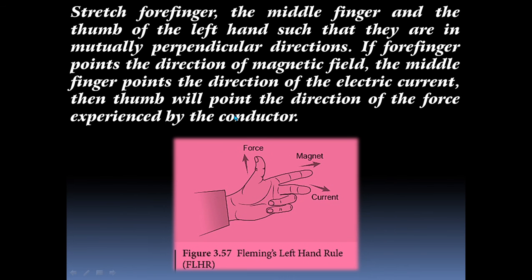Once again, repeat the left-hand rule. Stretch the forefinger, middle finger and thumb. The forefinger points out the direction of the magnetic field, the middle finger points the direction of current, and the thumb will point the direction of force. This is Fleming's left-hand rule.